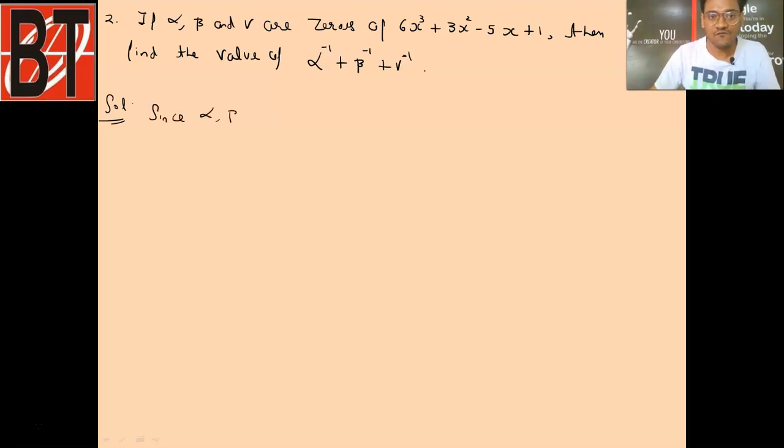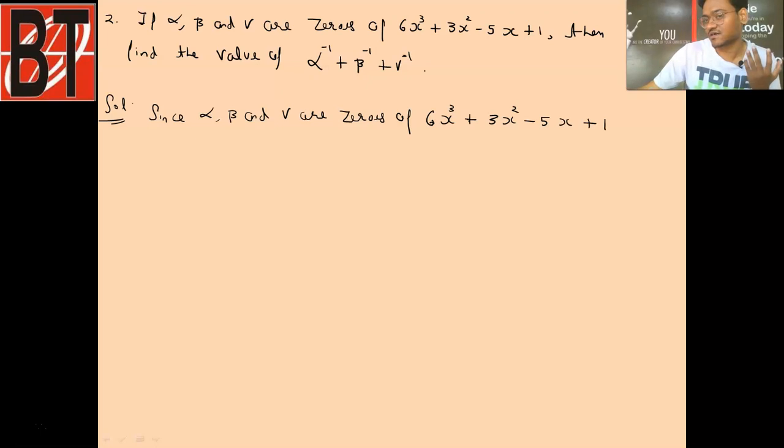Since alpha, beta and gamma are zeros of 6x cube, students, just tell me what is the value of a? It is plus 6. Okay, and what is the value of b? It is plus 3. What is the value of c? It is minus 5. And what is the value of d? Constant term, plus 1.